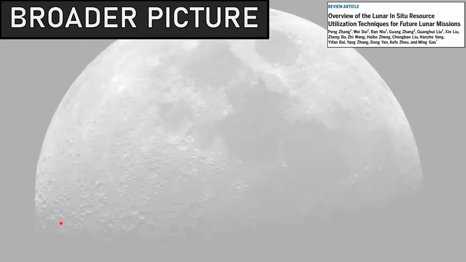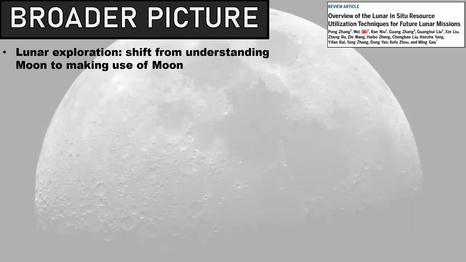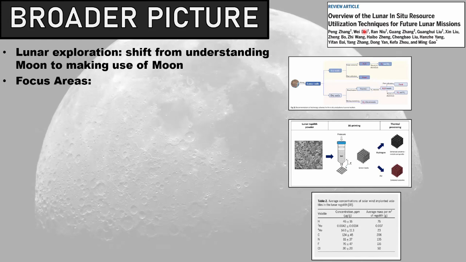All right, so we've talked about regolith, a little bit about plant growth, but let's zoom out to the broader picture when we talk about regolith and research. So this is an overview of the lunar in situ resource utilization techniques for future lunar missions. So the big shift is the next stage of lunar exploration is shifting from understanding the moon to actually making use of the moon. And so the idea of having a permanent moon base with the Artemis program, etc.